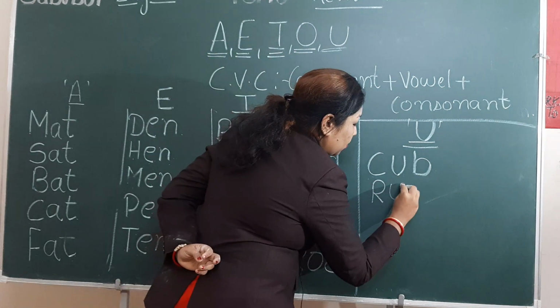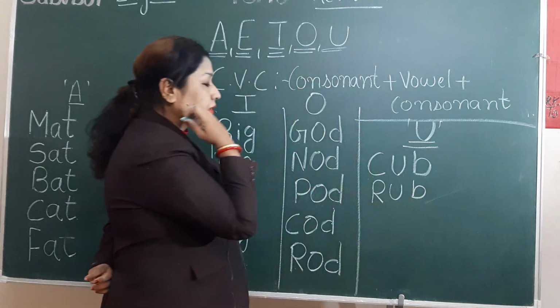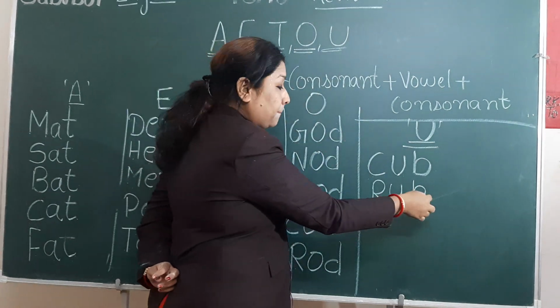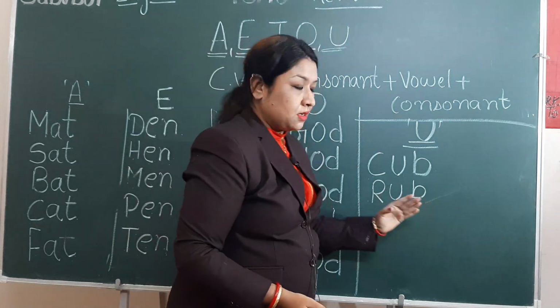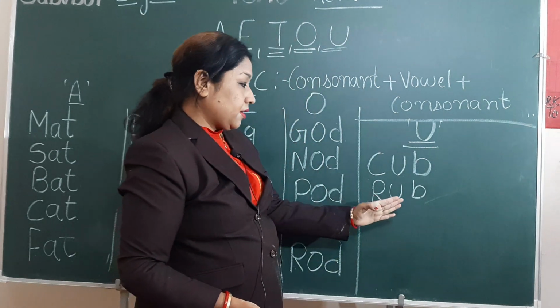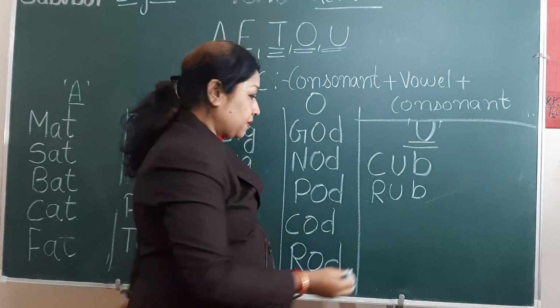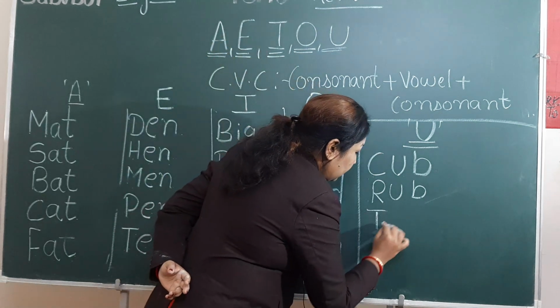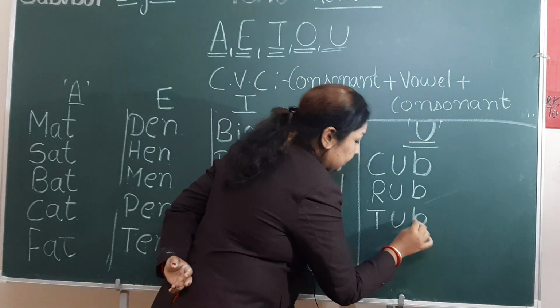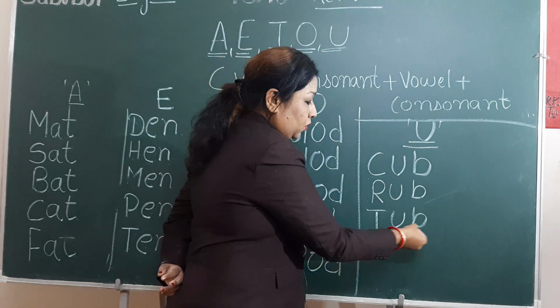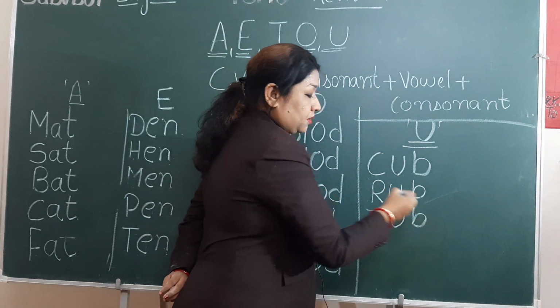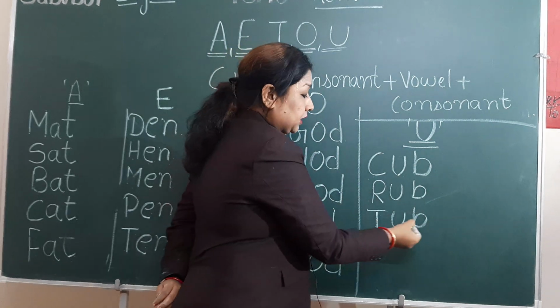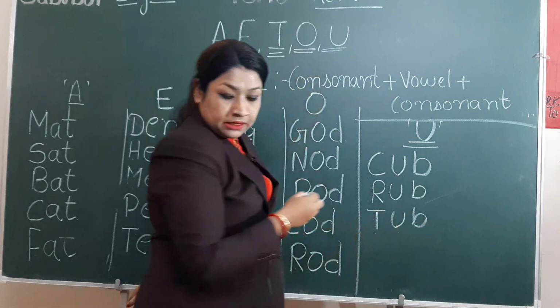R U B, rub. The phonic sound is r a b, rub. T U B, tub. The phonic sound is t a b, tub.